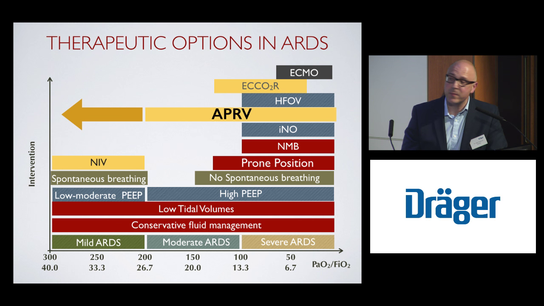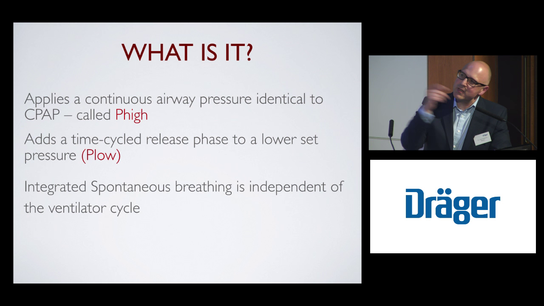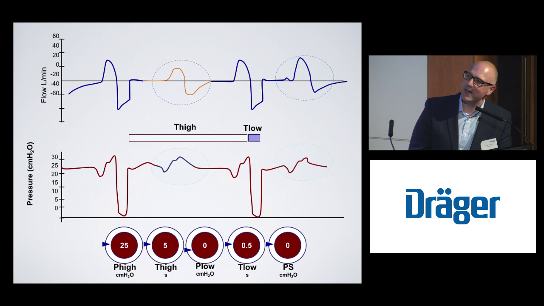So what is it? As a junior doctor, I'd like a definition, because I'd like something to discuss. And I think this is what it might look like. It's CPAP effectively, which we call P high. And there is a time-cycled release phase at a lower pressure, which is P low, and where integrated spontaneous breathing can happen throughout the respiratory cycle and independent from the respiratory cycle. And this is my poor attempt in PowerPoint at drawing what a waveform might look like, but you can see the flow curve at the top. So this is the release phase, and this is the spontaneous part, which is effectively similar to CPAP.